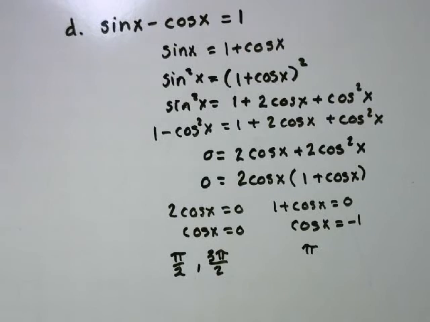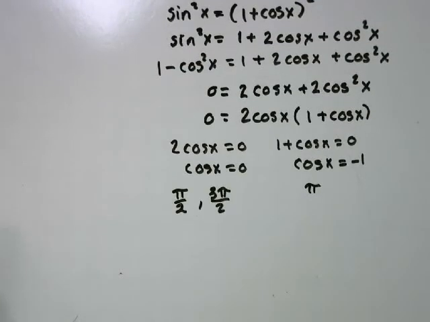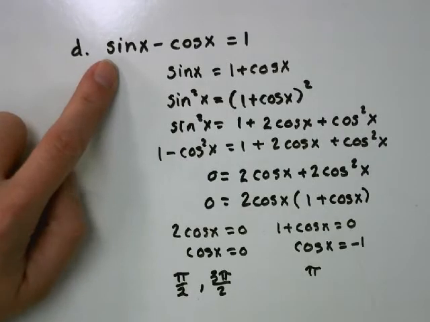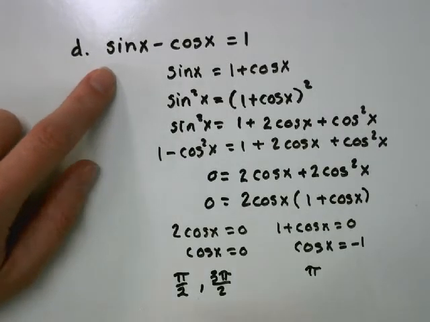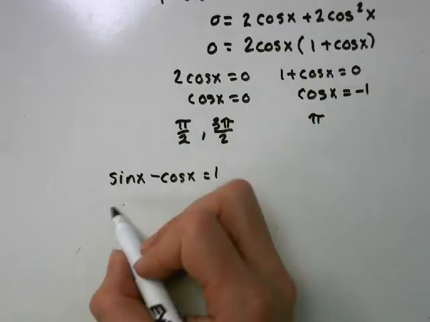But I said we have to check our answers. When we squared it, we could have potentially introduced answers that aren't correct. So I'm going to take it and plug it into this original equation. Rewrite that down here. So I'm going to plug in these three values.